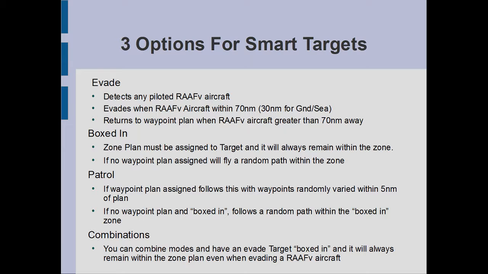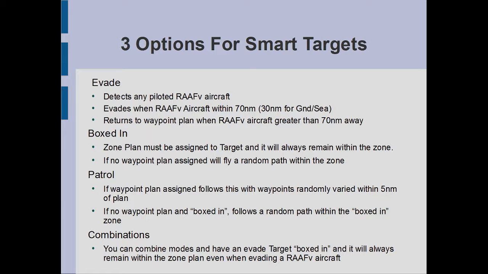Patrol mode, as it says, is designed to have an aircraft patrolling a border or some area of airspace, or even land if you want it to be a vehicle, or the ocean if it's a ship. If there is a waypoint plan assigned, it'll follow that waypoint, but it won't follow it exactly each time. It'll randomly vary the waypoints within 5 nautical miles of each waypoint within the plan. If you haven't assigned a waypoint and you've boxed it in, it'll follow random paths, but it'll stay within that boxed in zone. You can combine these various modes together.